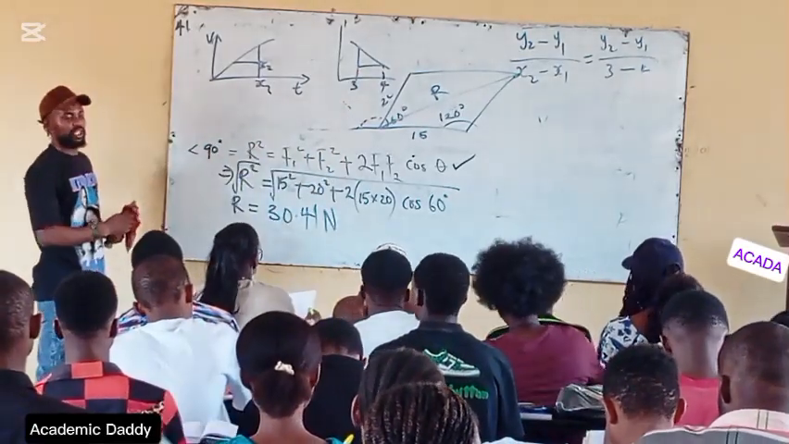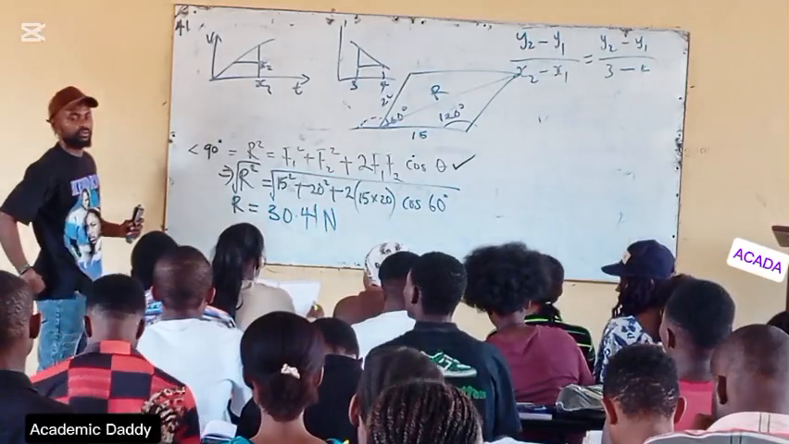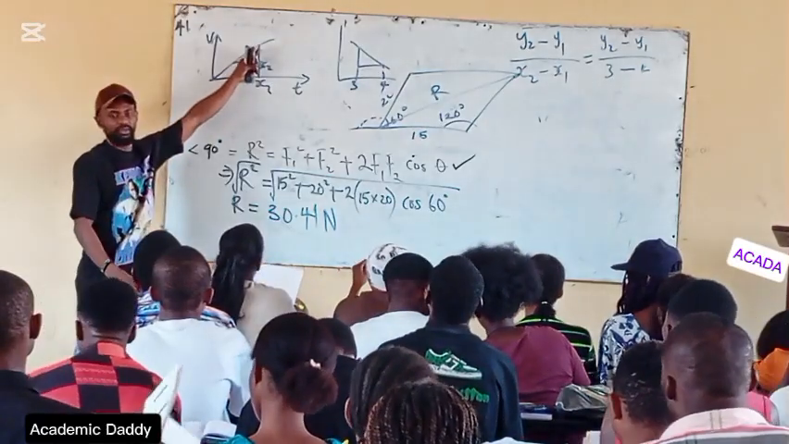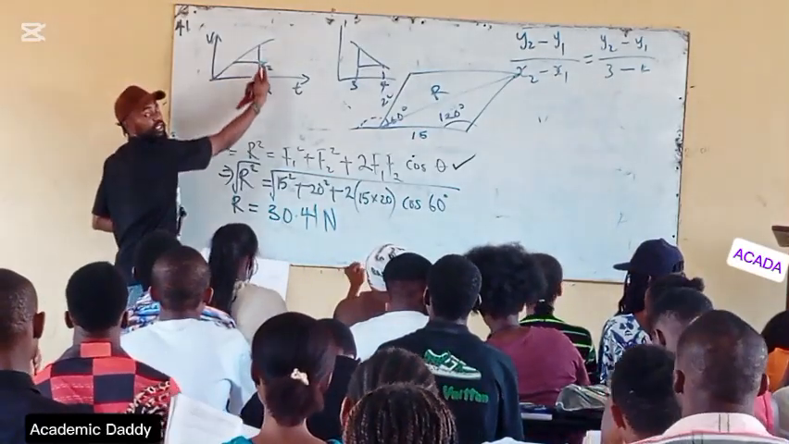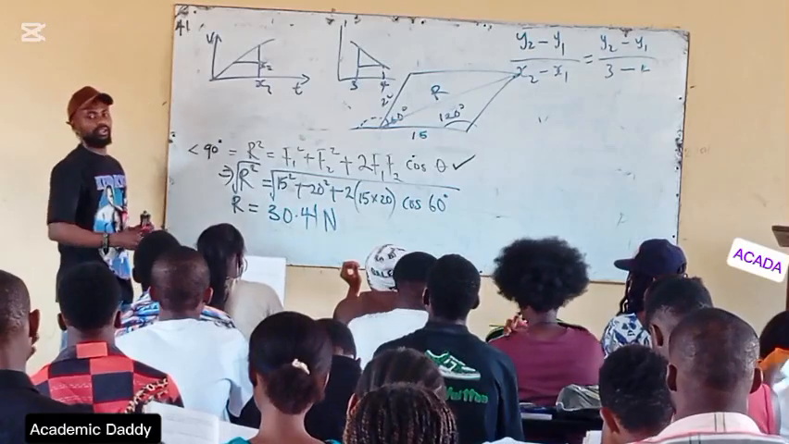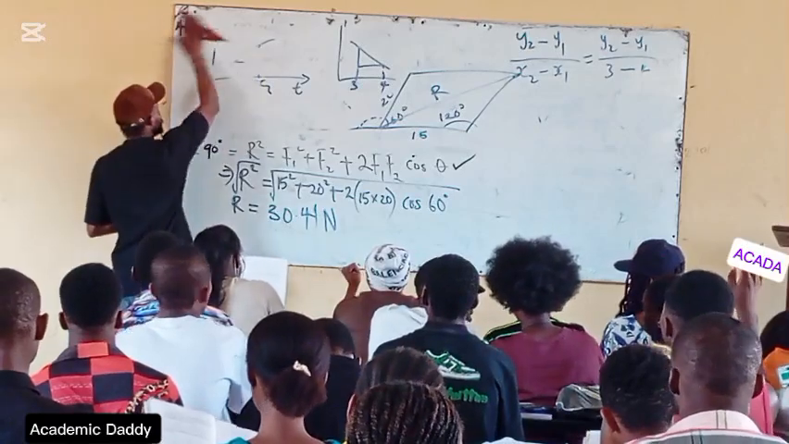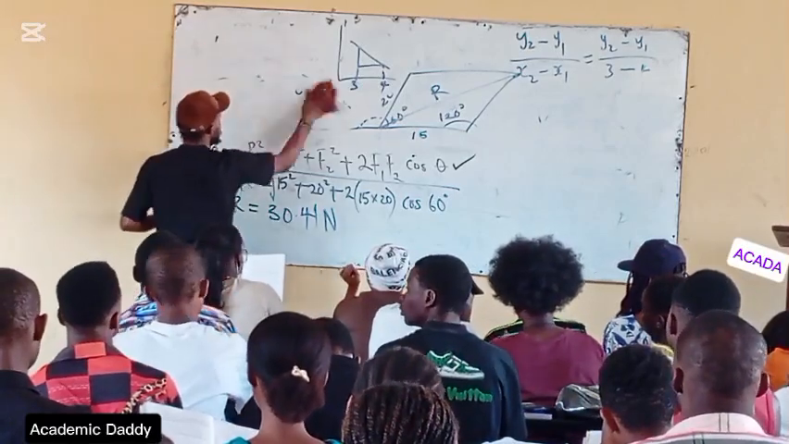Alright, so let's go to the next one. Notice that this is my y and this is x. No problem. Alright. So an object is rotating about an axis.